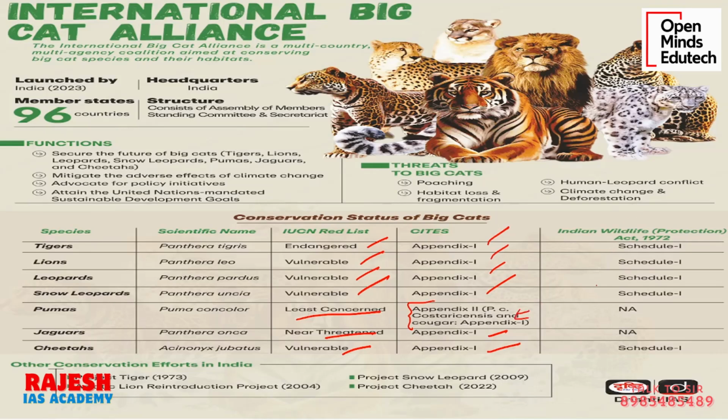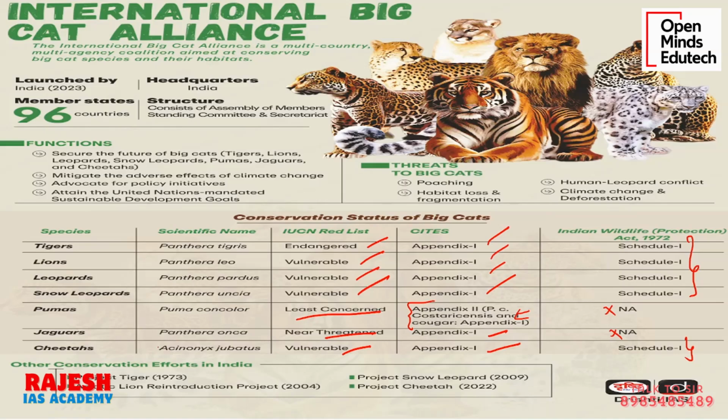Now coming to Indian wildlife. As I told you, pumas cannot be seen in India, so no insertion in the Indian Wildlife Protection Act. Same with jaguars, also not seen in India. Except these 2, all other 5 big cats are directly placed in Schedule 1. So the Indian government is giving very high importance to all the big cats.